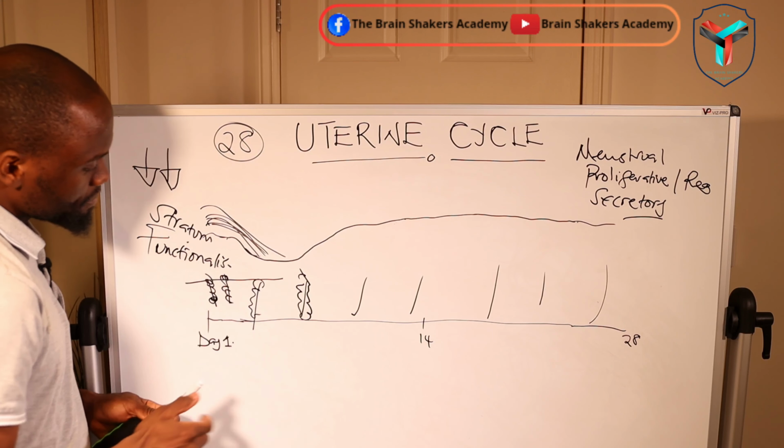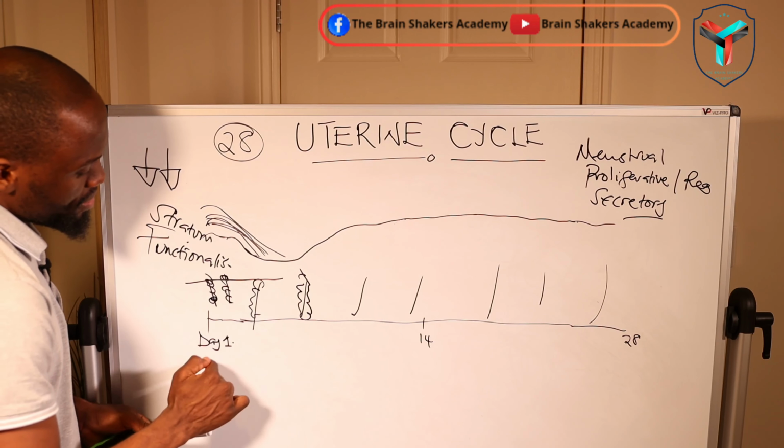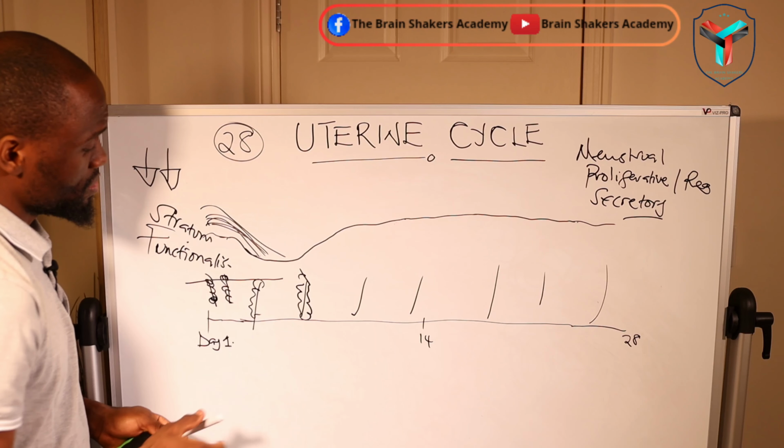So there'll be a shedding of the stratum functionalis, marking the beginning of the uterine cycle. And the first day of bleeding will be the first day of the uterine cycle.